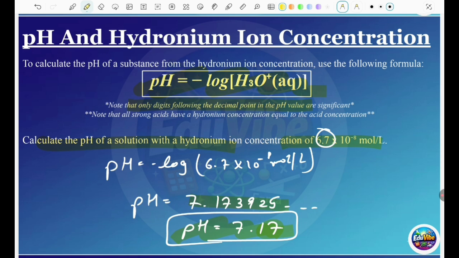So pH and pOH also do not have any units. This stays 7.17, and how many significant figures does 7.17 have? 2, because after the decimal, the digits should be counted in pH and pOH.